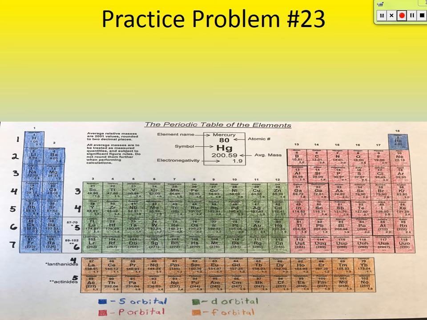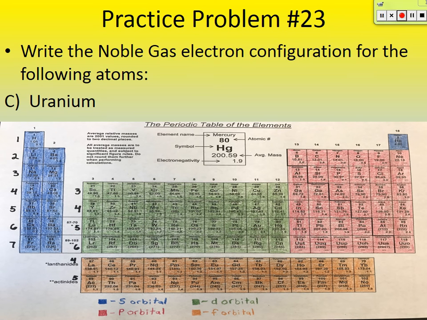Okay, final one. Let's do it for uranium. Uranium, guys, is down here, number 92 on the periodic table. Try it. Here we go. Hit pause. Please see if you can do it first, and then hit play when you get an answer.